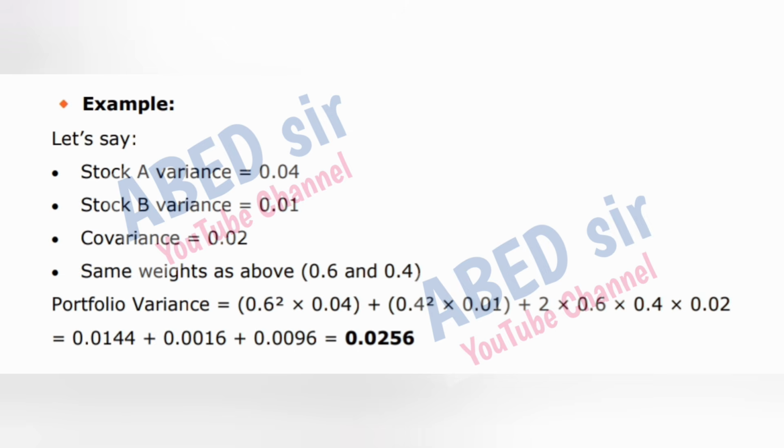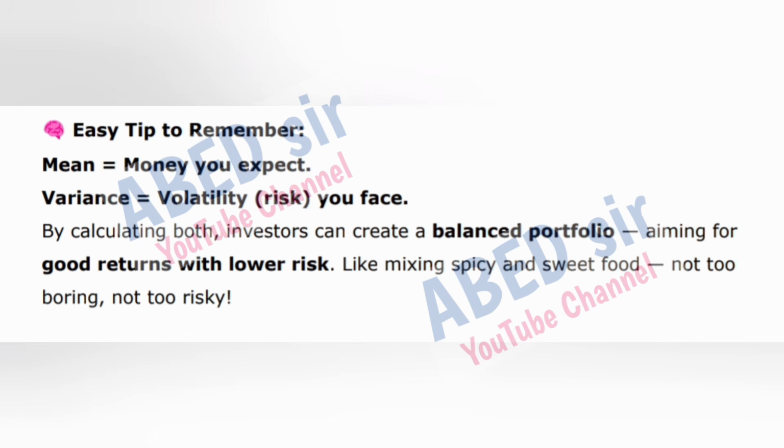Example. Let's say stock A variance is equal to 0.04. Stock B variance is equal to 0.01. Covariance is equal to 0.02. Same weights as above, 0.6 and 0.4. Portfolio variance is equal to 0.0256.